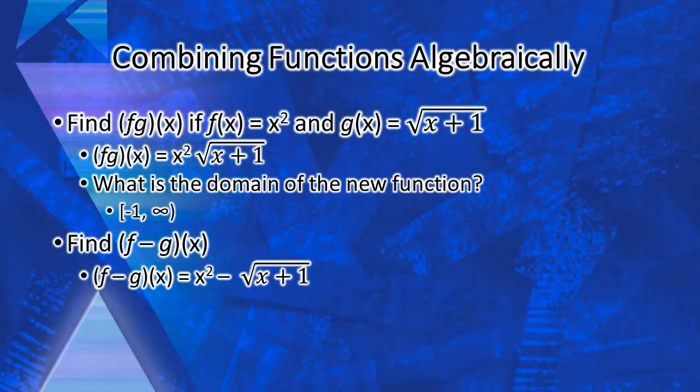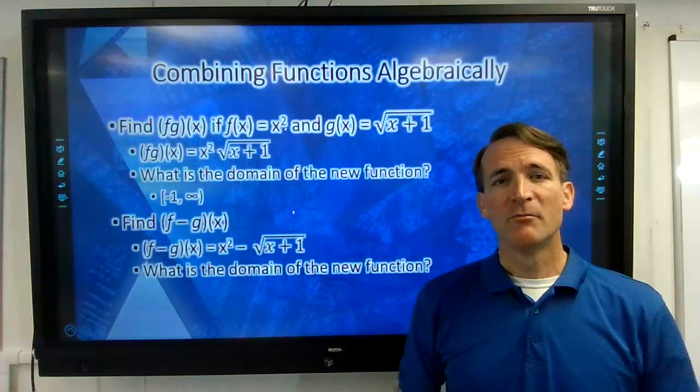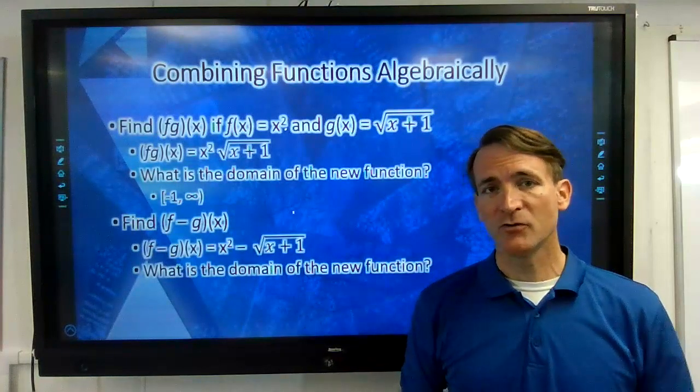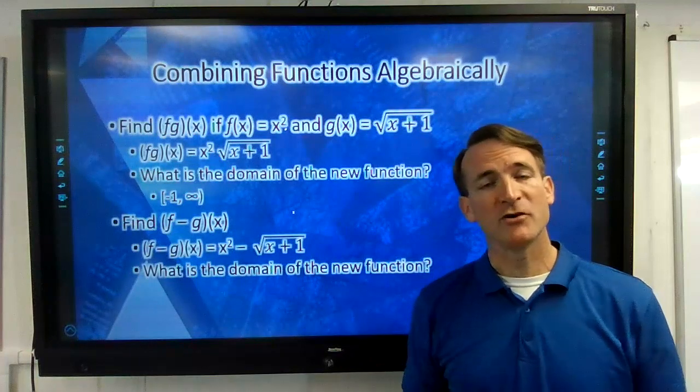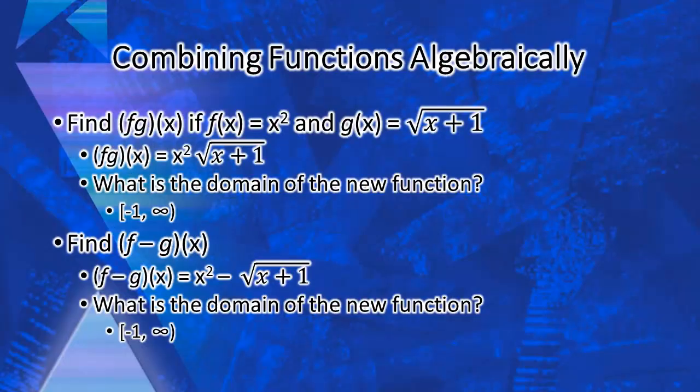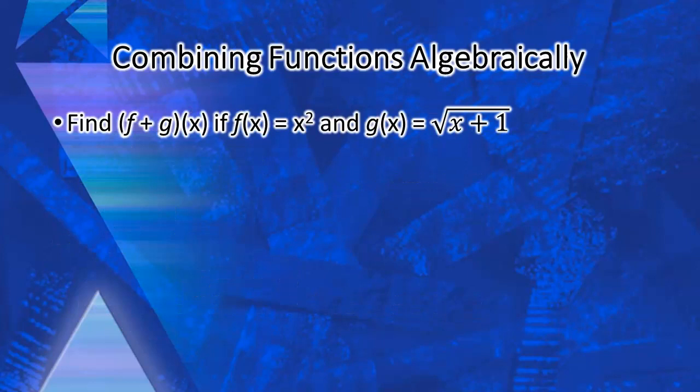Looking at the domains, once again, my x squared function, all real numbers. My g of x, I have to start at -1 and go out to positive infinity. So my domain of my new function is going to be the same, from -1 and including that all the way to positive infinity. So let's try the addition one.